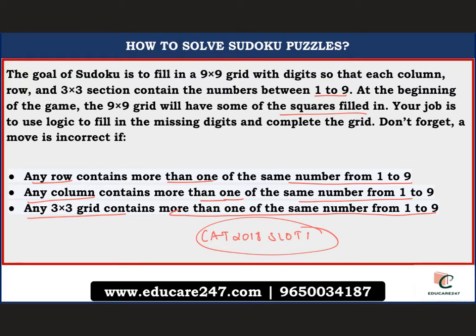But what I want you to do is practice this Sudoku puzzle. You can go to the website www.sudoku.com and practice some of the Sudoku puzzles. Even if you practice one Sudoku puzzle per day, trust me, you'll be a pro at it within 15 to 20 days. This will help you a lot to improve your concentration as well as solving power. So let's get started with this CAT 2018 slot 1 question which was based on Sudoku puzzles.